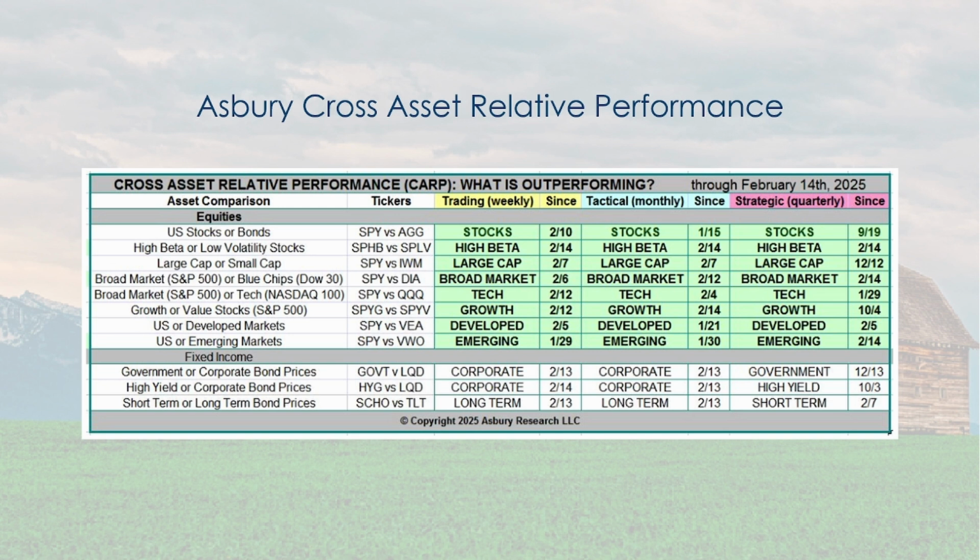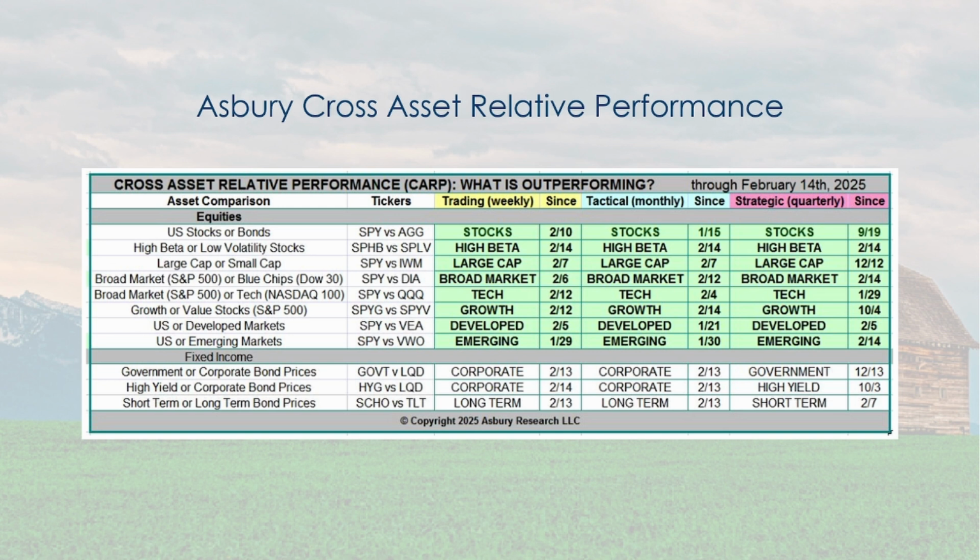For example, going down the list, stocks are stronger than bonds. High beta, high volatility type stocks are stronger than low volatility stocks. Large cap stocks, larger companies like the S&P 500, are stronger than small cap. The broad market, the S&P 500, is stronger than the blue chips, the narrow market of the Dow Industrials. Technology is stronger than the broad market. Growth is stronger than value.